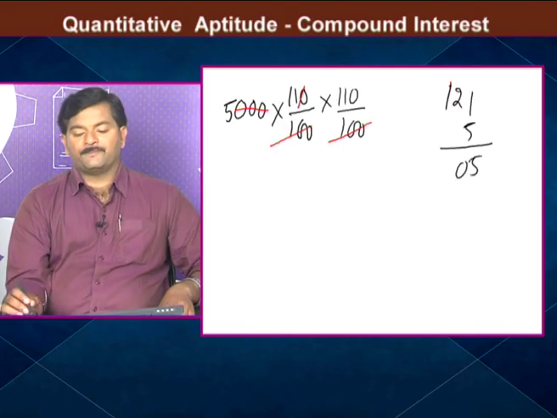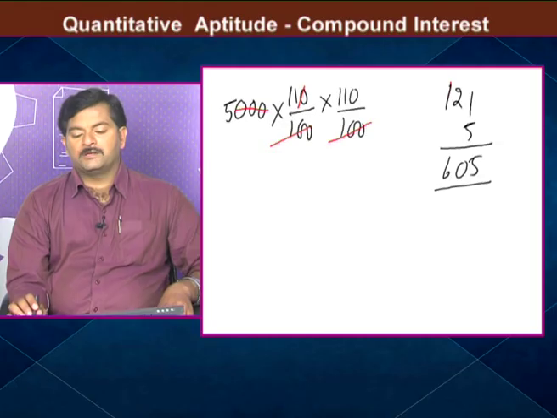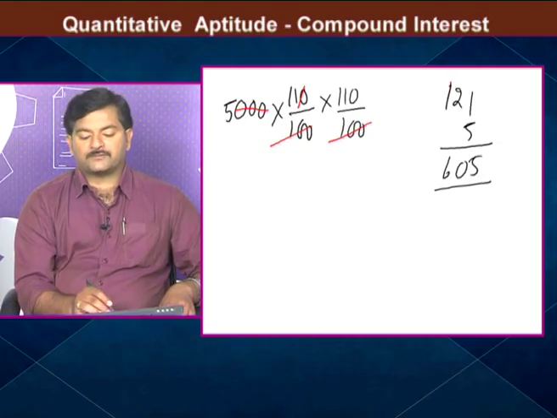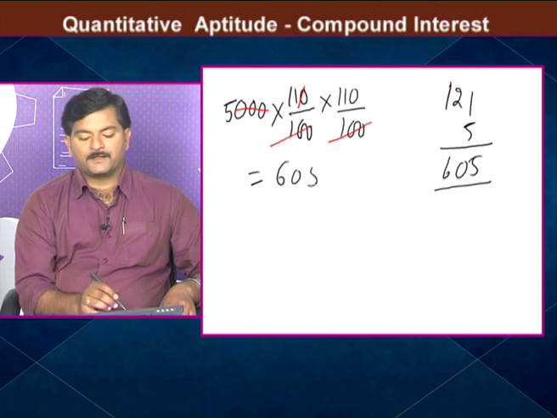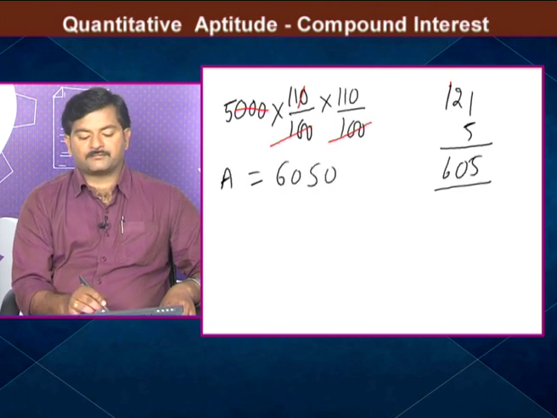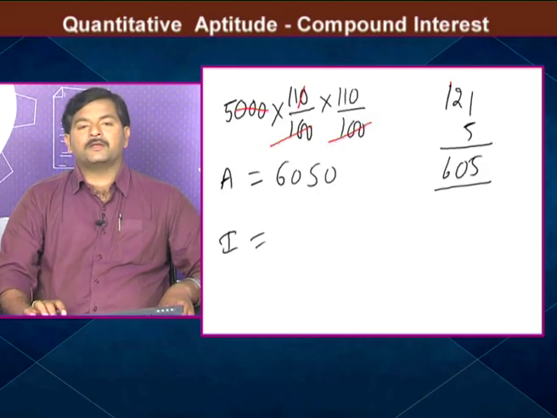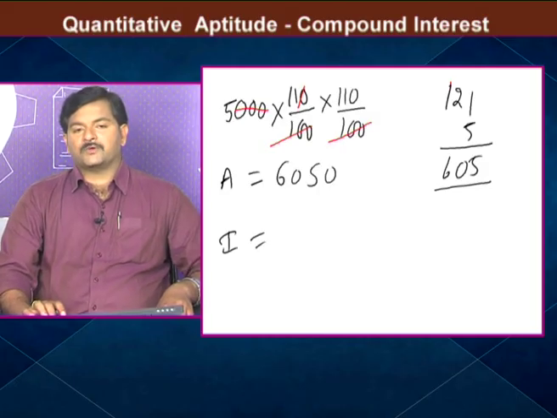So what am I getting? 605. Okay, 605 and one more 0. What am I getting? 6050. 6050 is the amount.